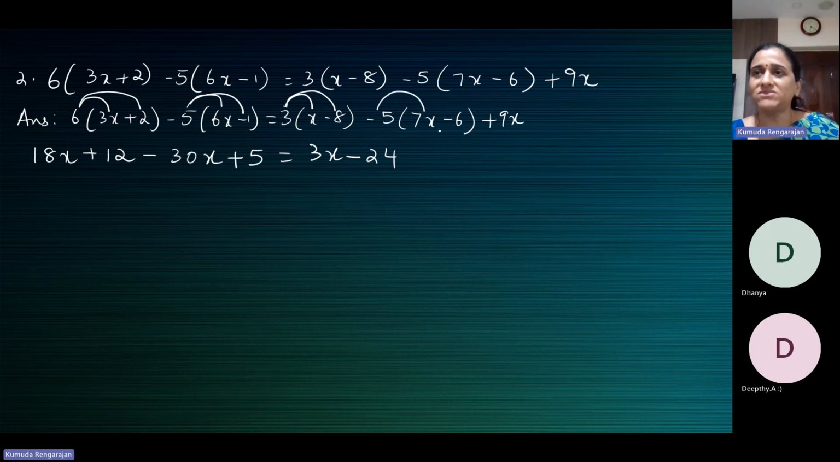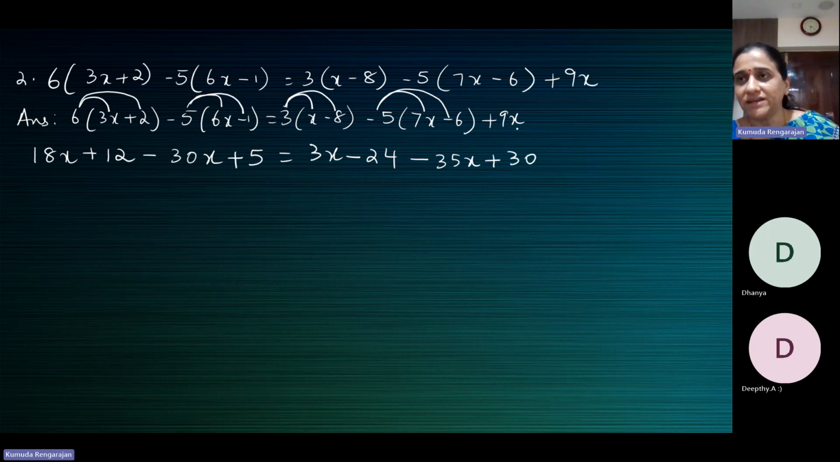Minus 5 into plus 7x. Minus into plus is minus. 7 fives are 35x. Minus 5 into minus 6. Minus into minus is plus. 6 fives are 30.